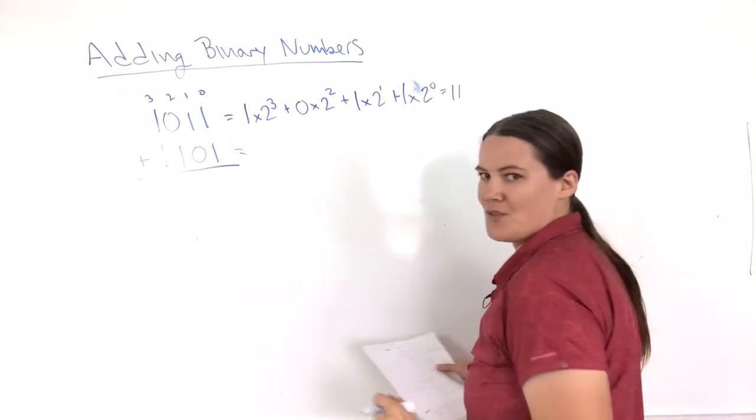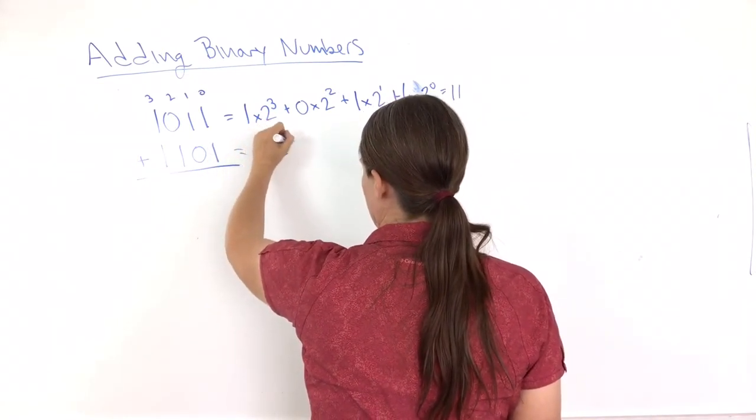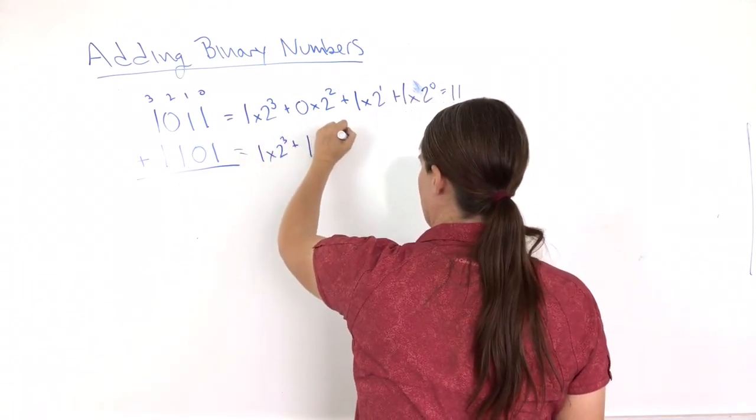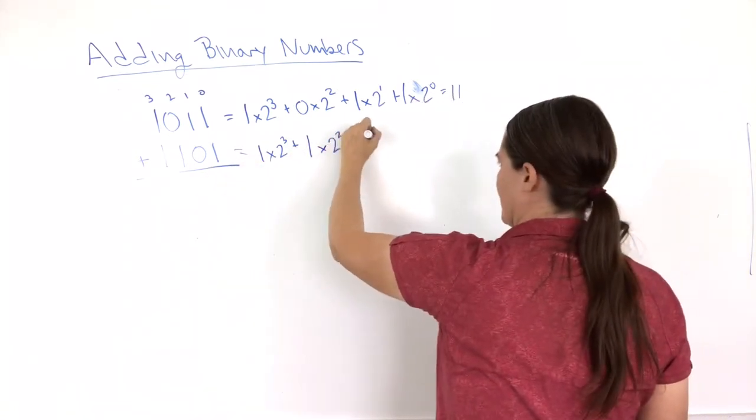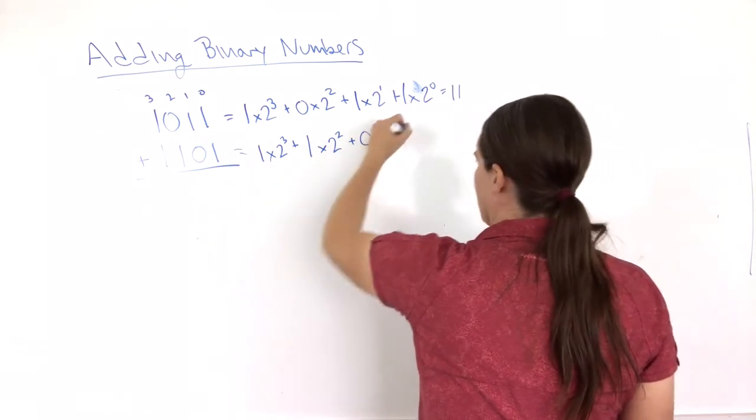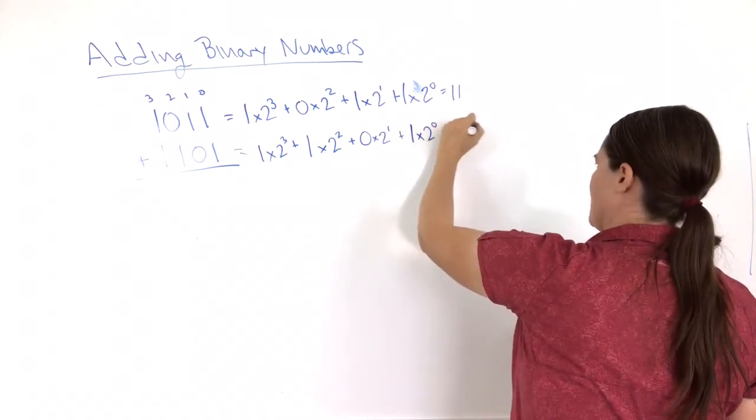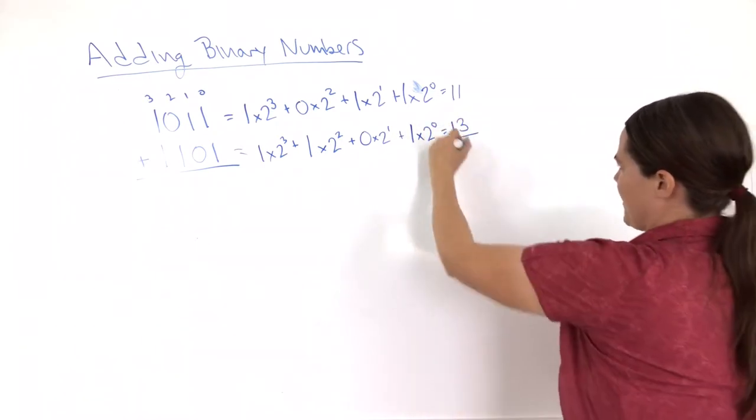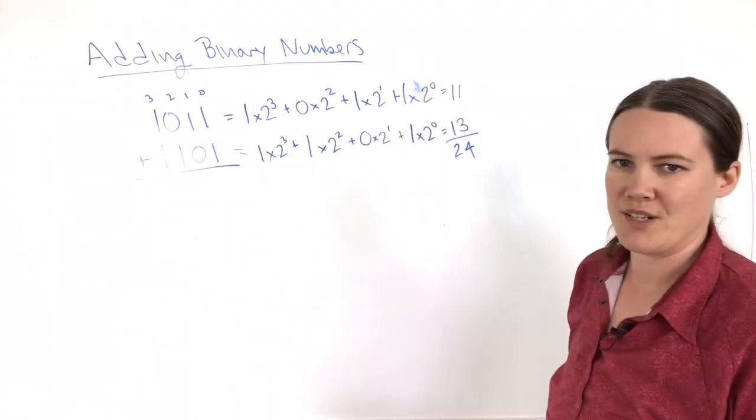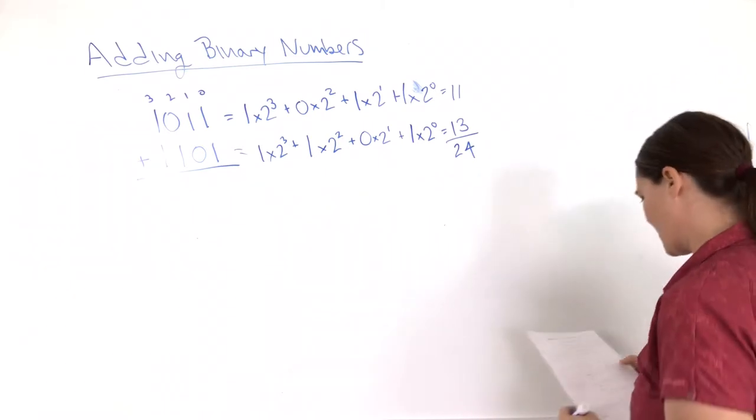And then for this one, we do the same thing. So 1 times 2 to the third plus 1 times 2 squared plus 0 times 2 to the first plus 1 times 2 to the 0. And if we go through this math, this should equal 13. So 11 plus 13 is 24. So when we add these binary numbers together, we want to get 24, and we'll be able to verify that we get 24 once we go through the math.